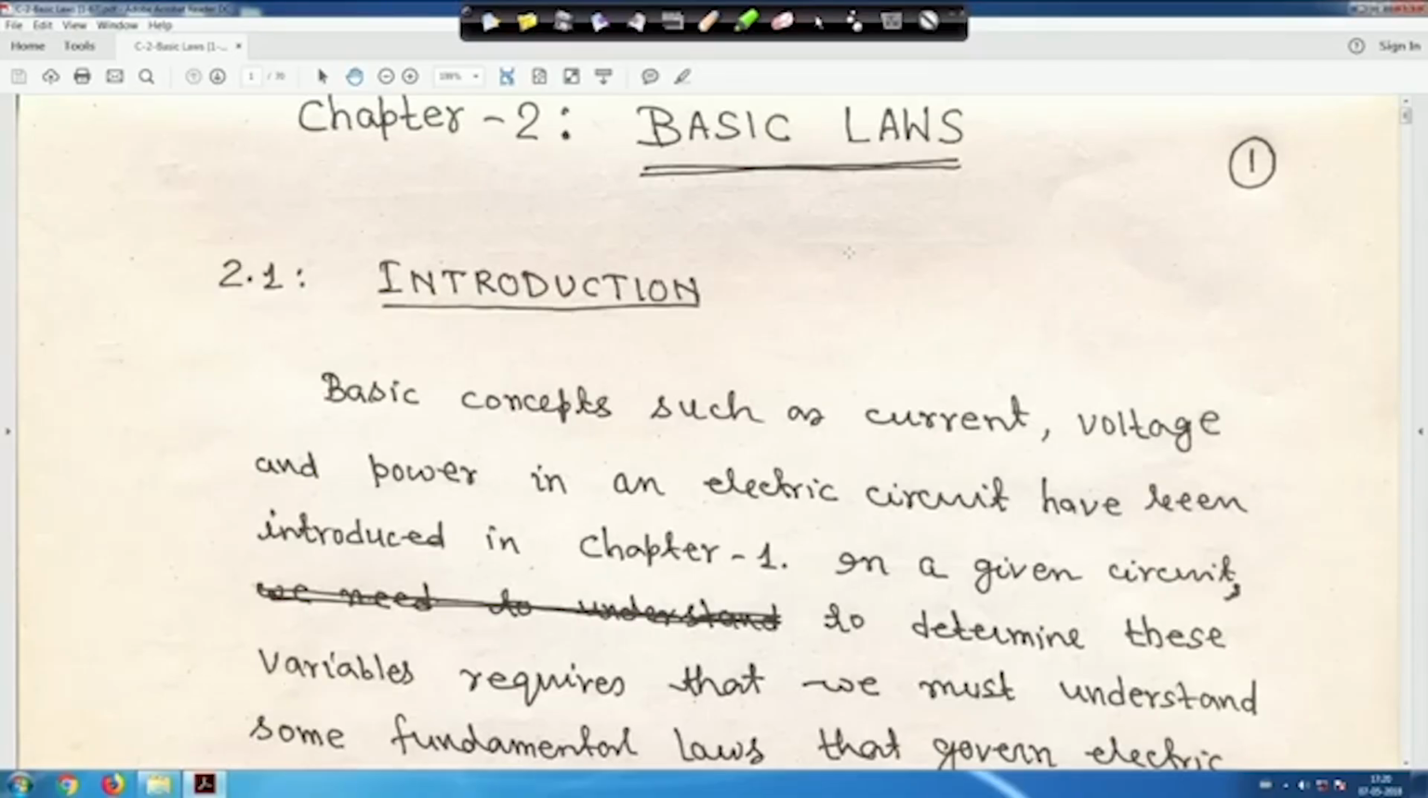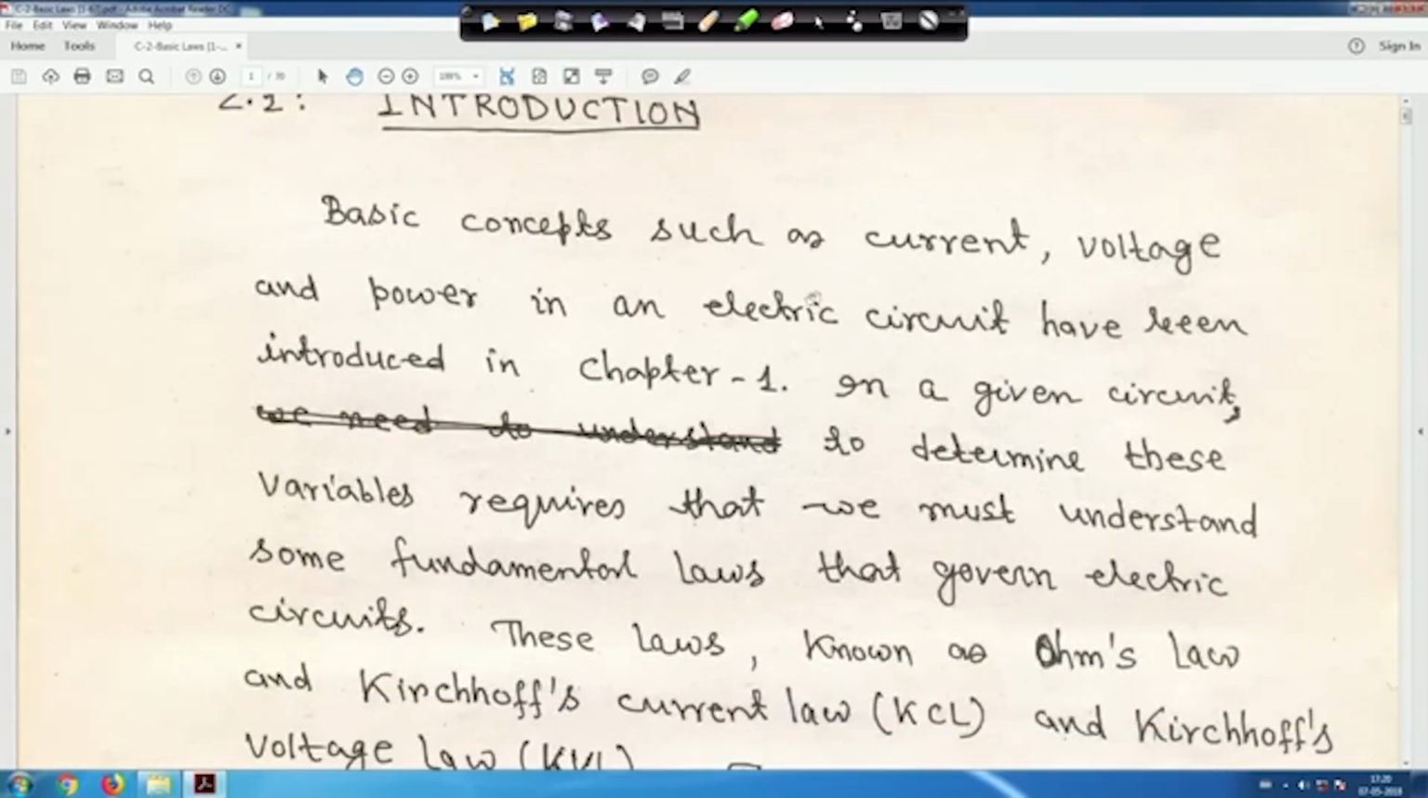Okay. So, the basic concepts we have seen, particularly current, voltage, power, and power supplied and power absorbed. We will now come to the basic laws. Generally, in electrical circuit analysis, the concepts such as current, voltage, and power in an electrical circuit we have studied in chapter 1.